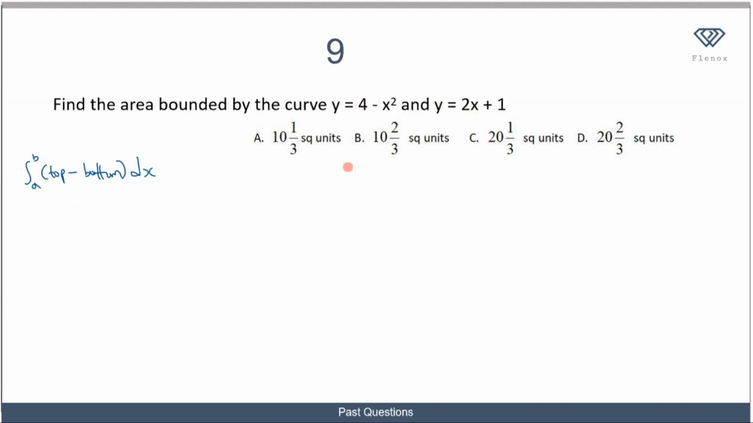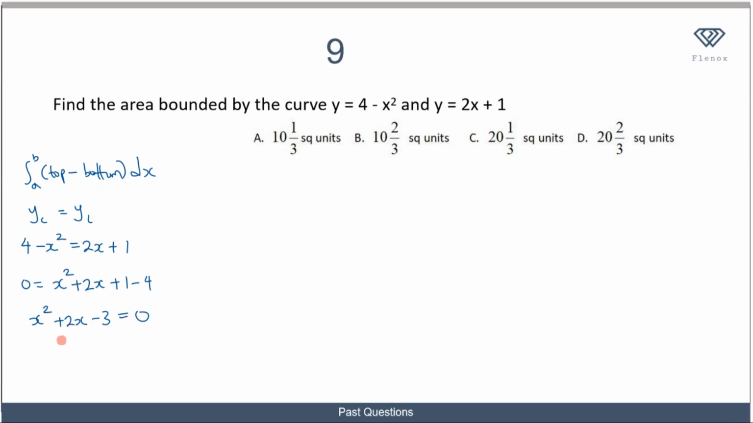So I need to find the points of intersection, and to find them, I equate these equations together. So the y of my curve must be equal to the y of my line. So when I equate both of them together, I have what? 4 minus x squared is equal to 2x plus 1. So if I bring this over here, I have 0 is equal to x squared plus 2x, then this becomes plus 1 minus 4. So I have what? x squared plus 2x minus 3 is equal to 0.